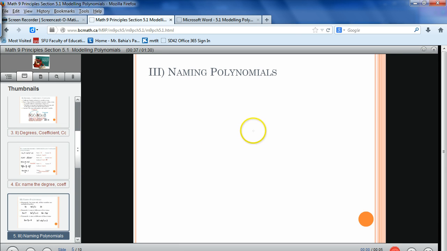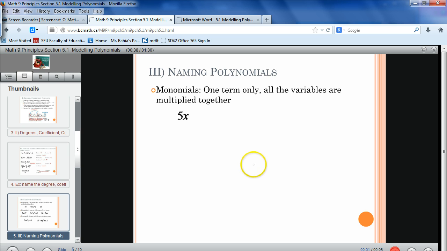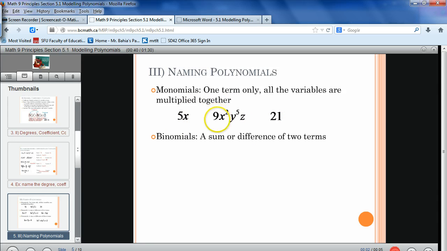Move on to naming polynomials. There's 3 types. Monomials, like these guys, where there's just one term, one thing. That's one thing. So those are all just one thing. Yeah, that has a whole bunch of things, I guess variables in there, but they're all multiplying each other.